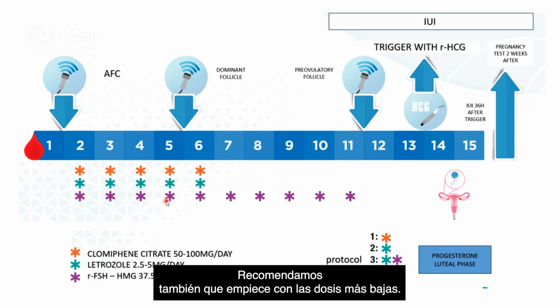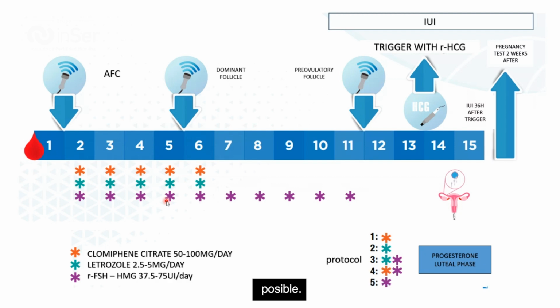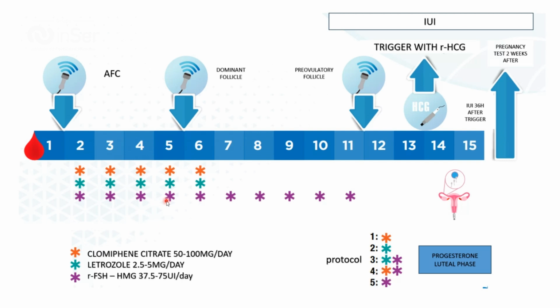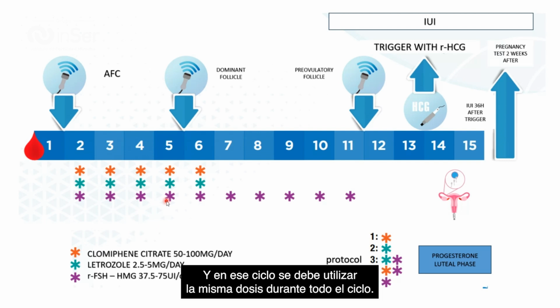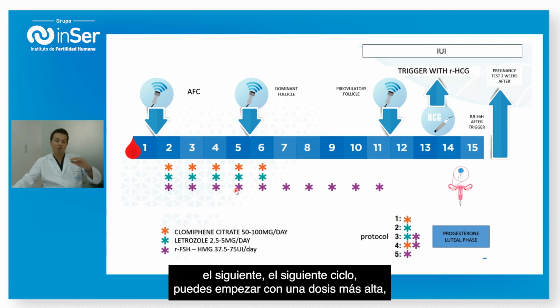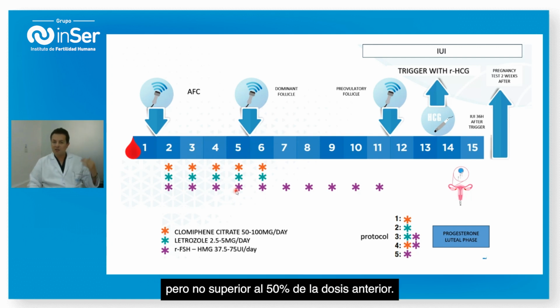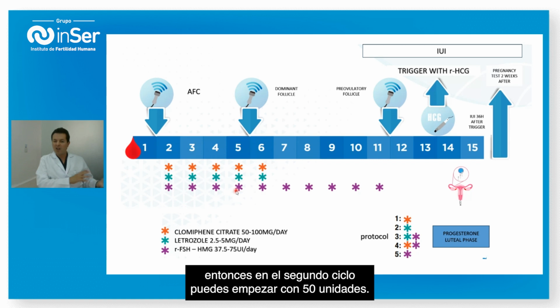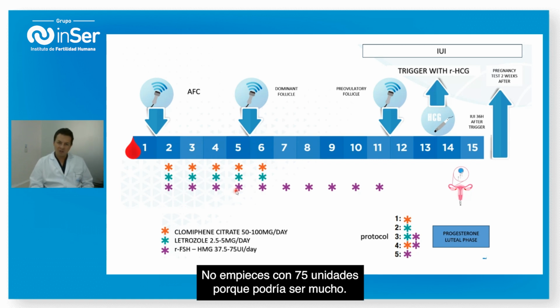We recommend also that you start with the lowest dosage possible. So we recommend a dosage of 37.5 units per day. And on that cycle, you should use the same dosage through the whole cycle. If the patient doesn't respond, the next cycle you can start with a higher dosage, but not higher than 50% of the previous dosage, which means that if you used 37.5 in your previous cycle, then on the second cycle you can start with 50 units. Don't start with 75 units, because it might be a lot.